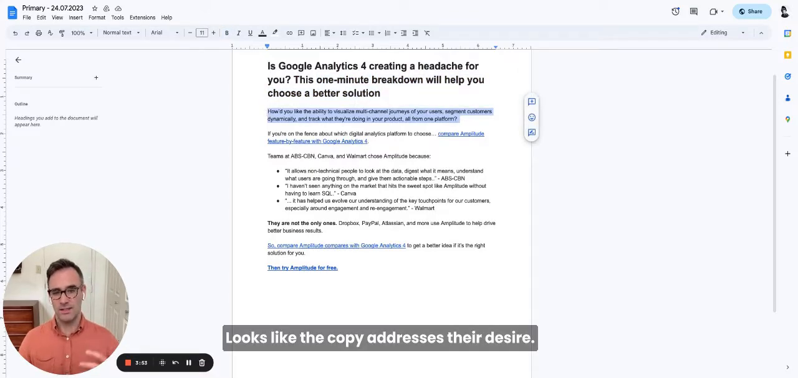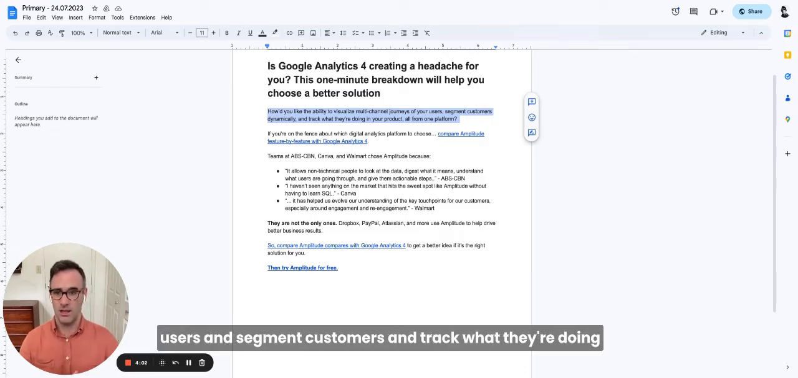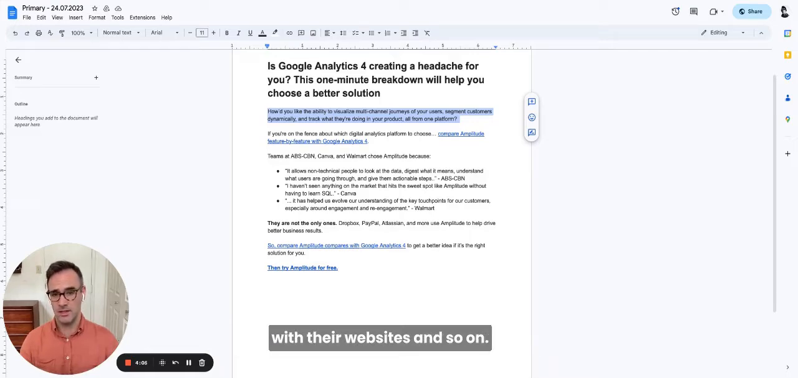Looks like the copy addresses their desire here a little bit too. What are they trying to achieve or accomplish, which is being able to see the journeys of their users and segment customers and track what customers are doing with their product and with their websites and so on.